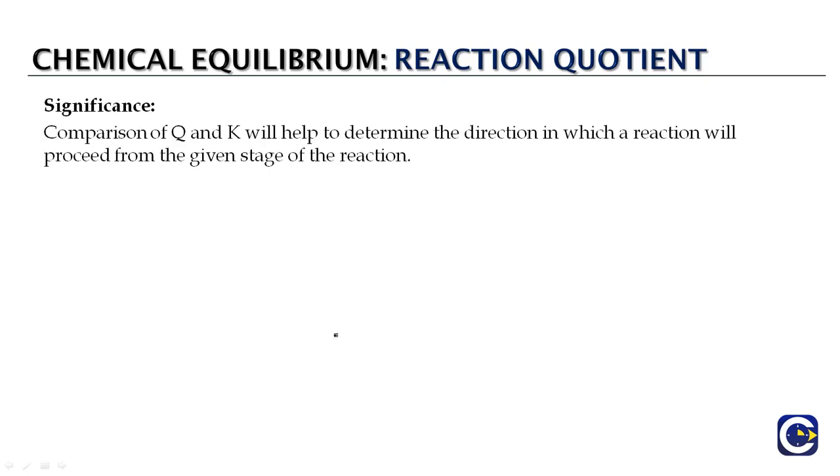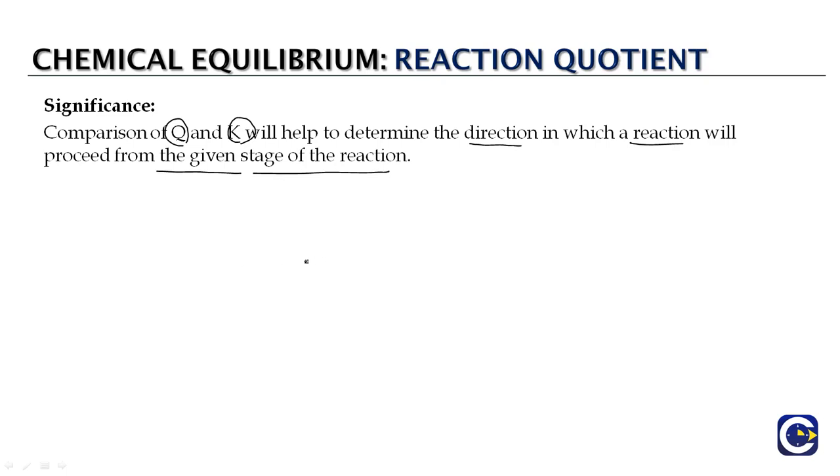Now when we look at the significance of this reaction quotient Q, so we can generally call it as Q, and when we compare the value of Q with K, of course we have to keep one thing in mind. If you are talking about Kc, then we will be referring to Qc. If you are talking about Kp, then we will be referring to Qp. The comparison of the two will help to determine the direction in which a given reaction will proceed from the particular stage of the reaction.